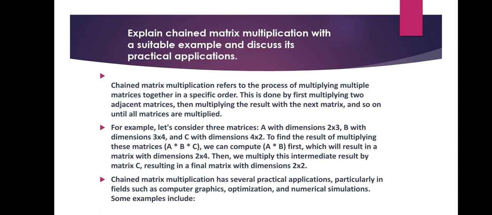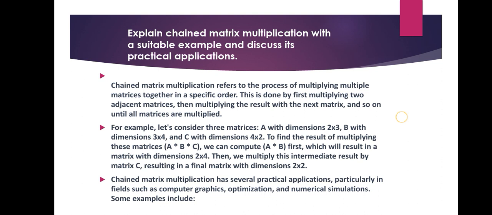Now, the next question is, explain chained matrix multiplication with a suitable example and discuss its practical implementation. Chain matrix multiplication refers to the process of multiplying multiple matrices together in a specific order. This is done by first multiplying two adjacent matrices, then multiplying the result with the next matrix, and so on until all matrices are multiplied.